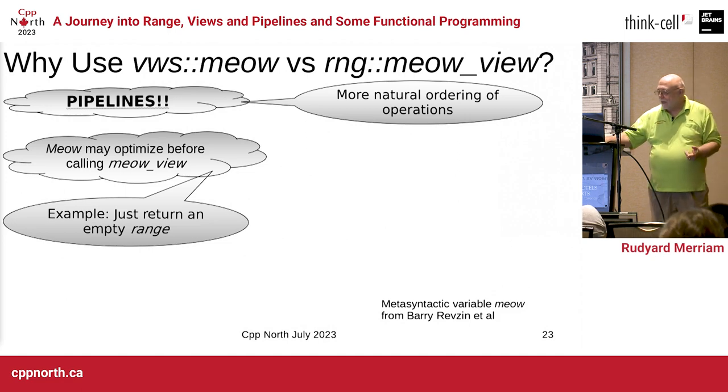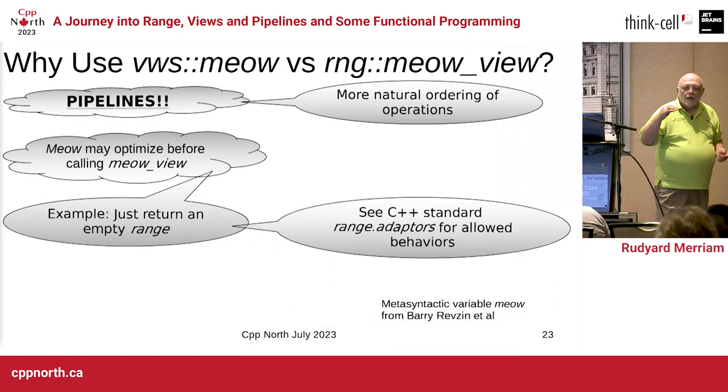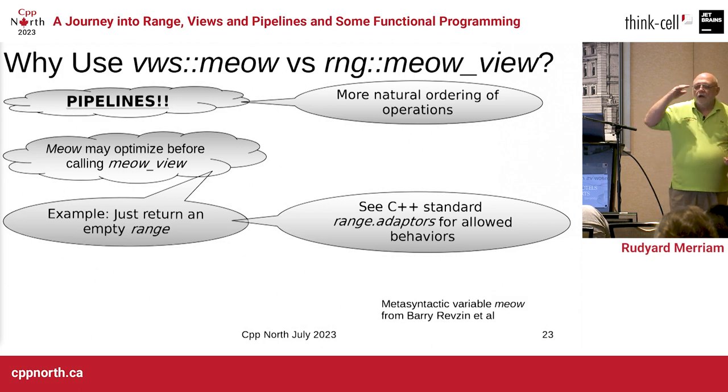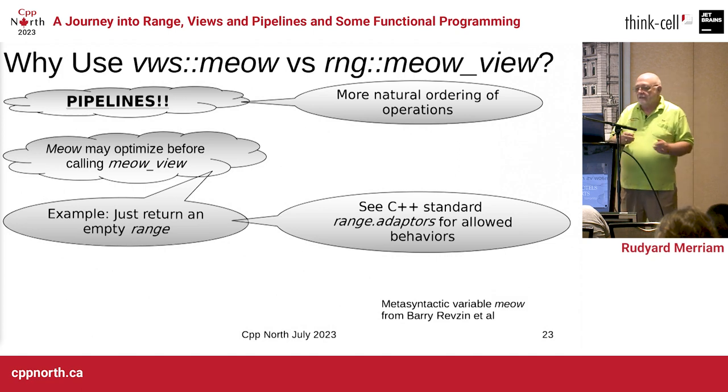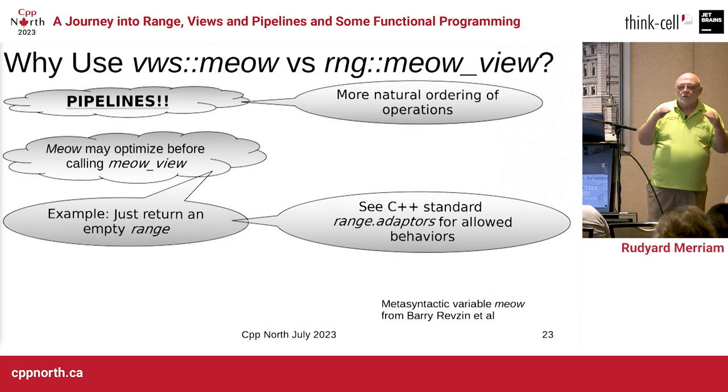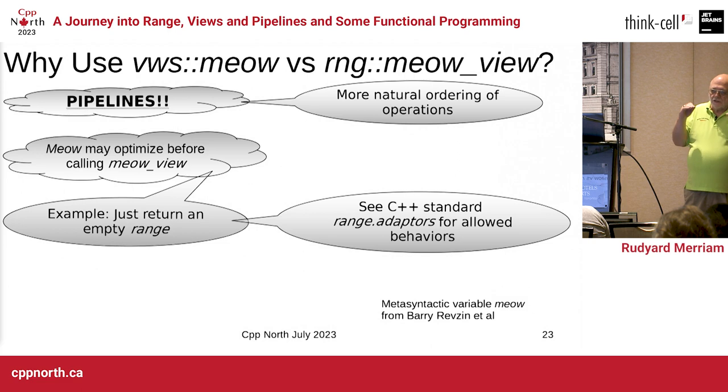There's a whole list of optimizations that a view can do over the range algorithm. You will find these in the C++ standard under the section range adapters. Each view is listed there, because a view is a range adapter. That's the technical name for them. And there's a list for each view of what optimizations it can do. Most of them do pretty much the same optimizations. There are some unusual ones. Some of them don't do any optimizations. They can't because of the way they work.